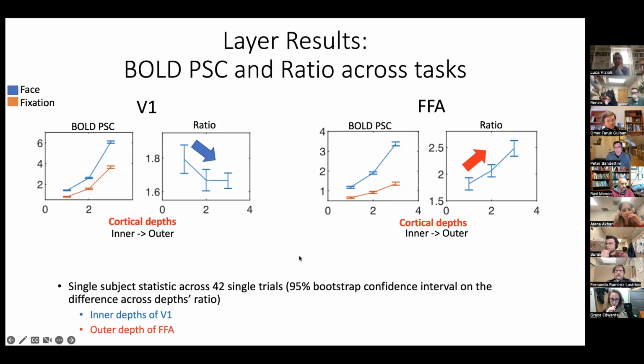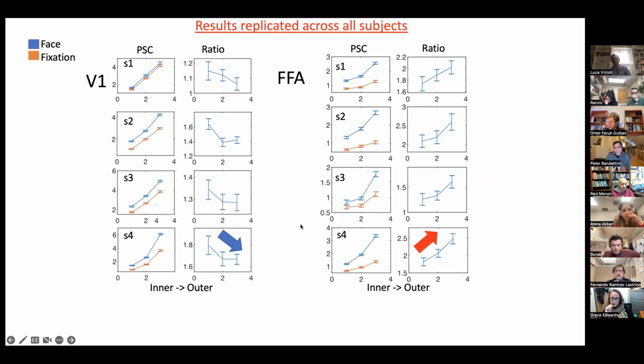This was significantly different. The inner layer of V1 was significantly larger than the outer layers, and the opposite was true for the FFA at the single subject level. We repeated this analysis for all of our subjects using our bootstrap method to derive our null distribution, our sample distribution as well, and multiple comparison correction. And we report significant results for all our subjects, all showing a significantly larger ratio in the inner depths of V1 and the outer depths of FFA.